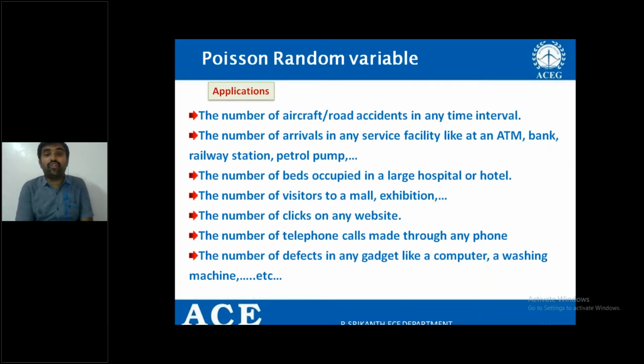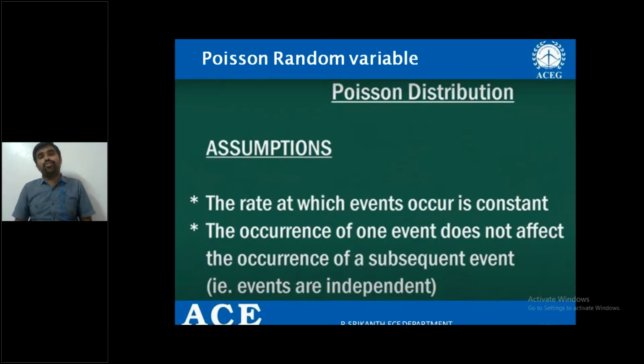And the number of telephone calls made through any phone, the number of defects in any gadgets like a computer or a washing machine, etc. So in n number of examples we have to apply the Poisson random variable, or consider that particular random variable as a Poisson random variable, right? And here also we do have some assumptions, like prerequisites in the binomial random variable case.